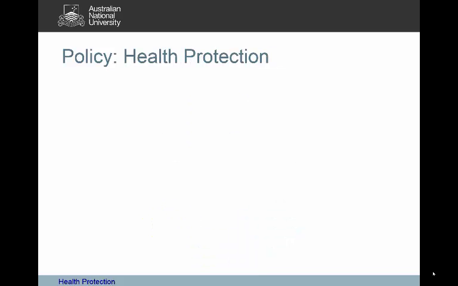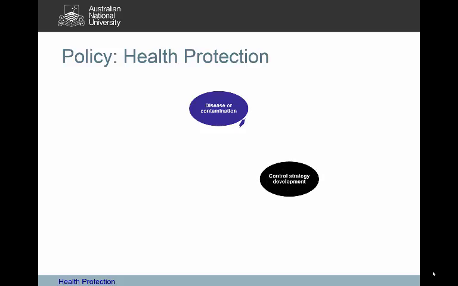And similarly with health protection, we can think of it on a similar basis. If we wanted to, we could identify the issue as the disease or contamination event. So it might be lead, which is a problem for contamination and has significant child health impacts due to reduced IQ in people who've been exposed to significant levels of lead. We then move on to control strategy development.